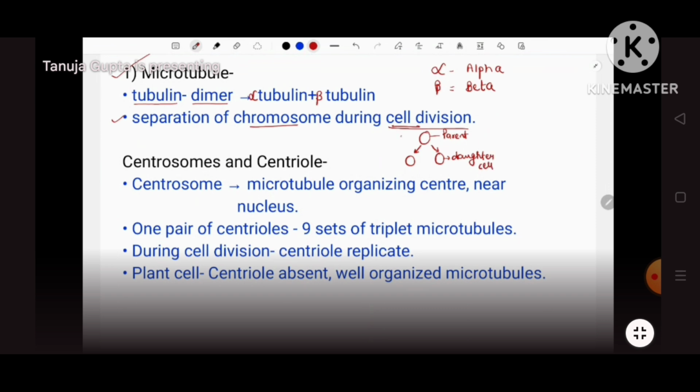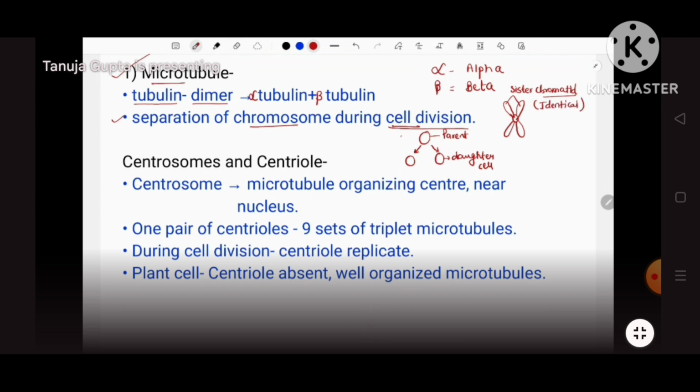Now, during cell division, what actually happens? You must be remembering this is the structure of a chromosome. I told you earlier when we did the nucleus. In this one, these two are called sister chromatids. So what exactly are sister chromatids? They are identical with each other.